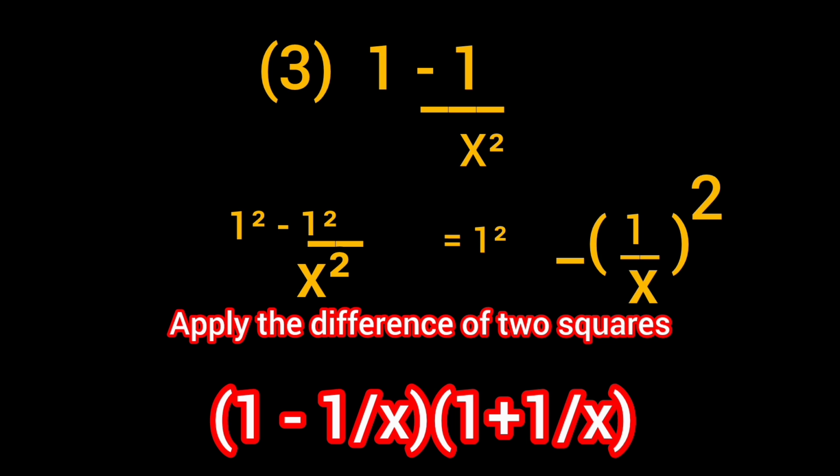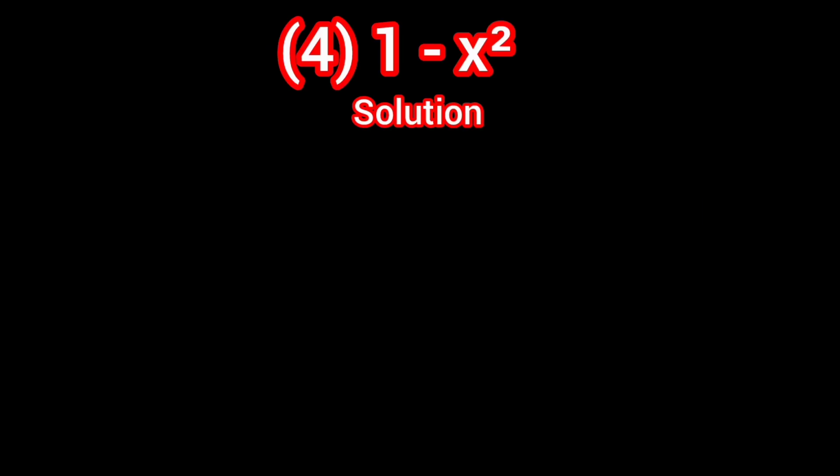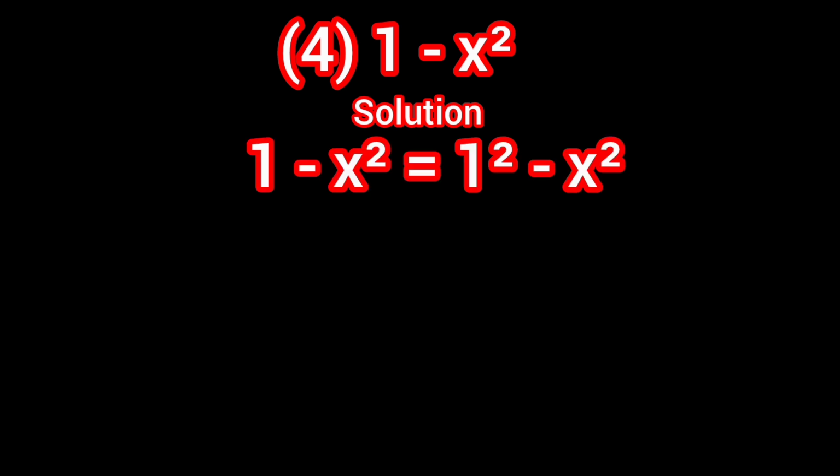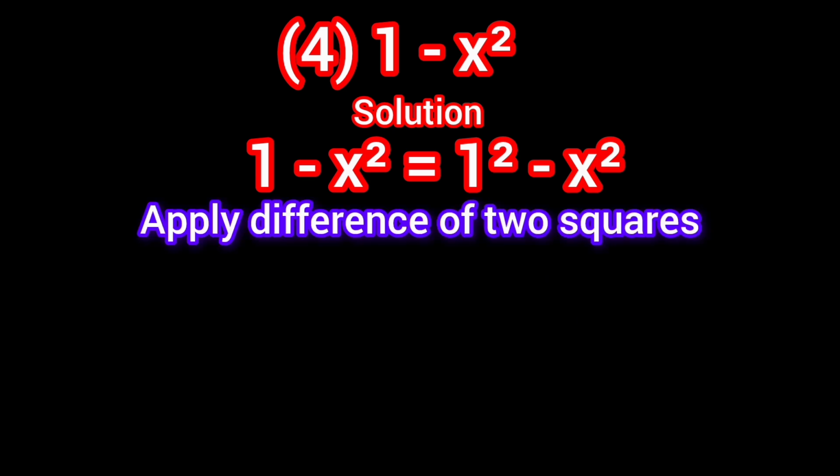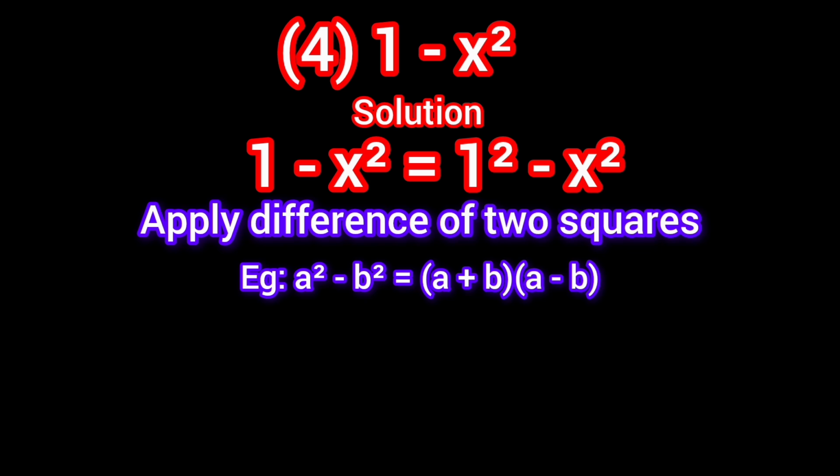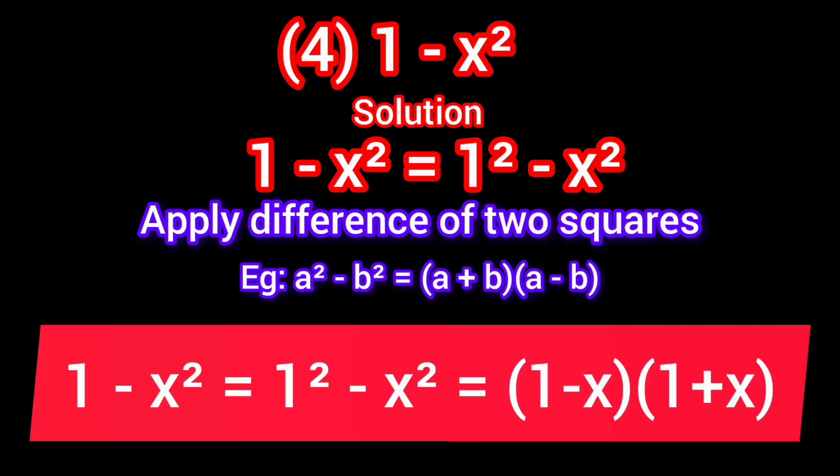Number 4, we are asked to factorize 1 minus x squared. We can write this expression as 1 squared minus x squared, because 1 times 1 is still 1. We have not changed anything. We apply the difference of two squares, which is going to be what? 1 minus x, close bracket, open bracket, 1 plus x, and that is the factorization of this expression.